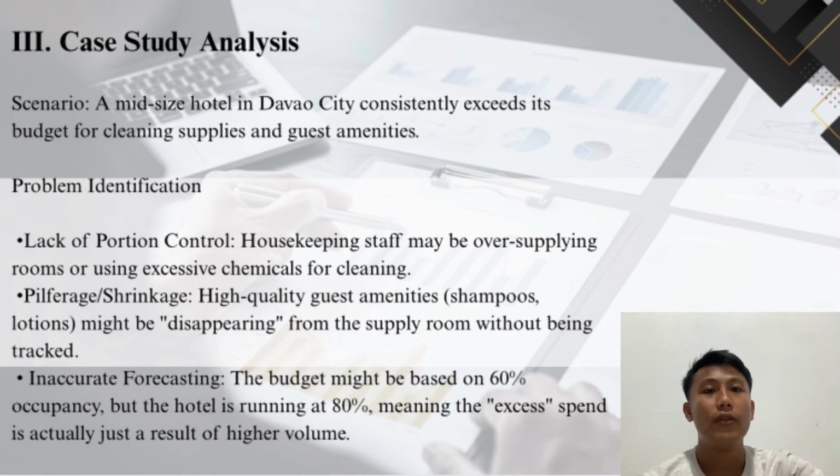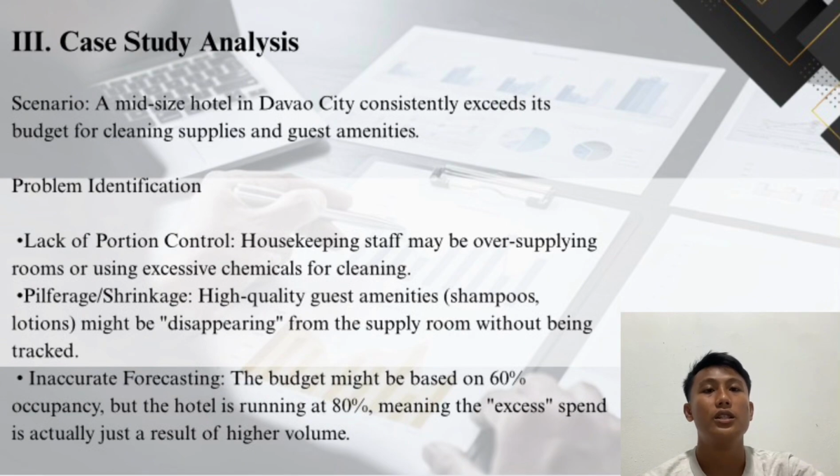Second is the pilferage or shrinkage. Pilferage or shrinkage happens when supplies go missing from the storage room. Some guest amenities like shampoo, soap, or lotion might be taken out without being recorded or monitored. Since these items are not properly tracked, the hotel loses supplies and has to buy more, which increases expenses.